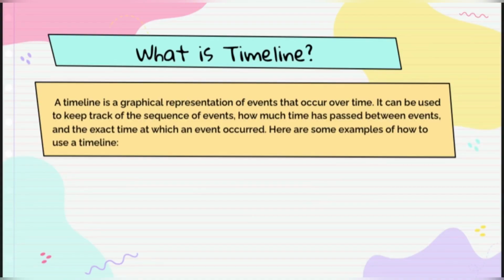So what is a timeline? A timeline is a graphical representation of events that occur over time. It can be used to keep track of the sequence of events, how much time has passed between the events, and the exact time at which an event occurred. Here are some examples of how to use a timeline.